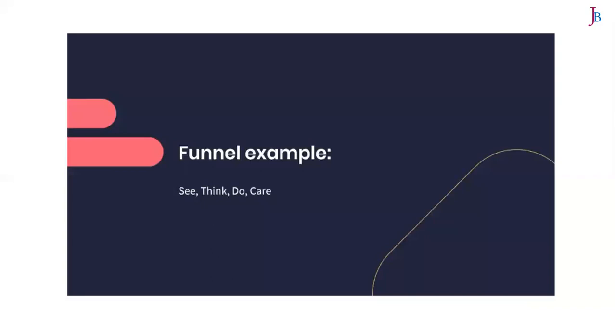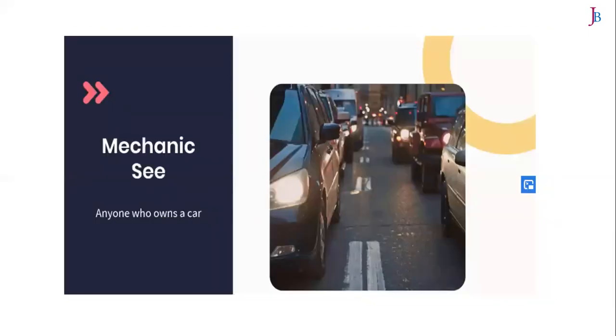Okay, so we are looking at a funnel example that is trying to explain the see, think, do, care aspect of the marketing funnel. Okay, so I'm using a mechanic as an example. Now, the See stage applies to anyone who owns a car, for example. That's how big is this market? As a mechanic, how big is the market that I want to reach? So that's the See part of the funnel, which we also refer to as the awareness part of the funnel. It is the biggest part of the funnel.